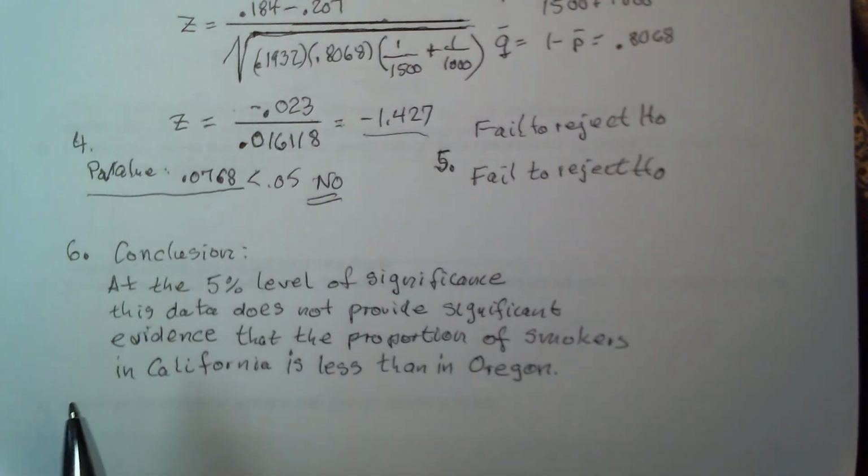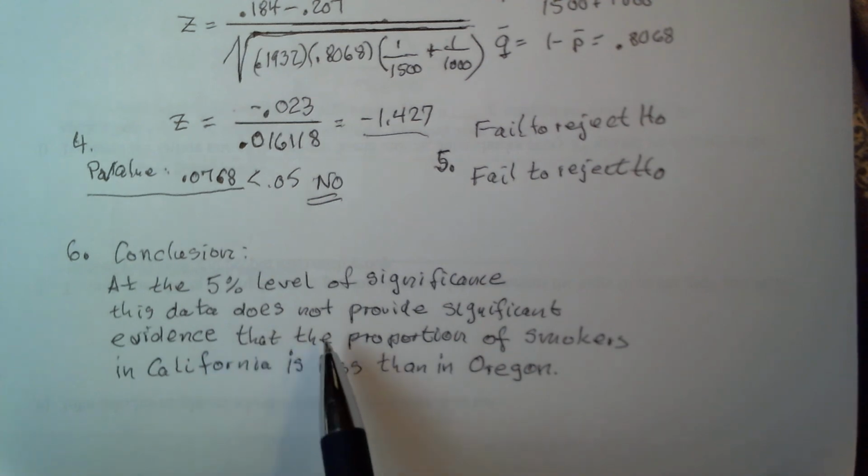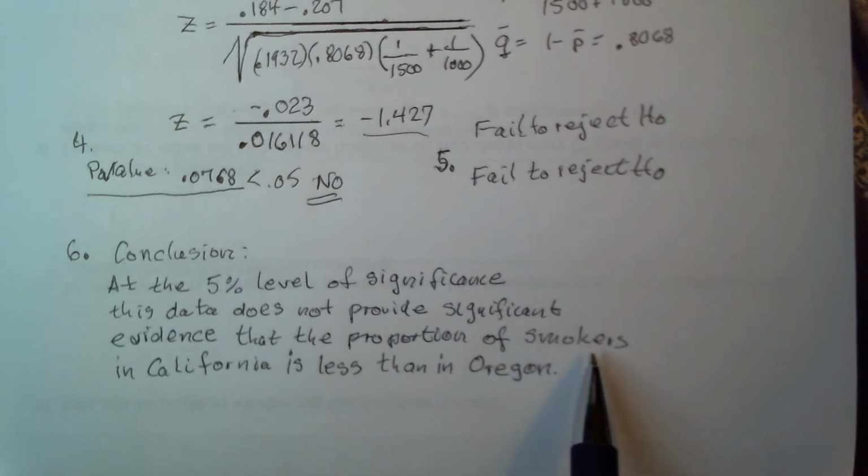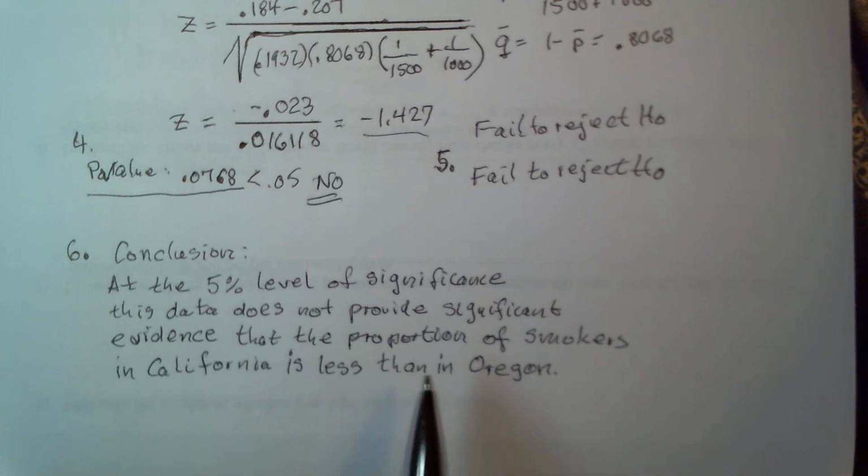In summary, we can say that at the 5% level of significance, this data does not provide significant evidence that the proportion of smokers in California is less than in Oregon.